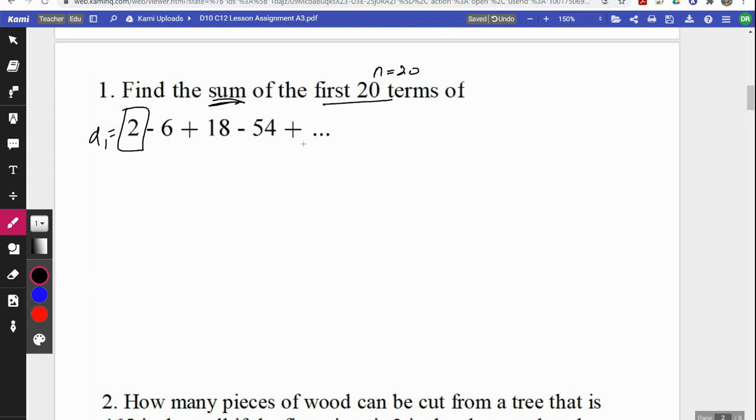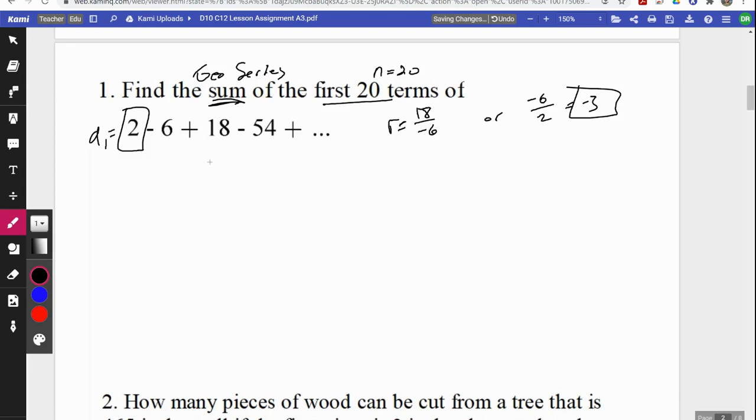And we can tell by looking at it that it's not arithmetic because it's not going up by an even amount each time. And so we could try and test to see if it's geometric, find an R value, 18 divided by -6, or you could do -6 divided by 2. Either way, we're going to get -3 as our R. So this is a geometric series. It's geometric because we have an R value, and it's a series because we're adding them all up.